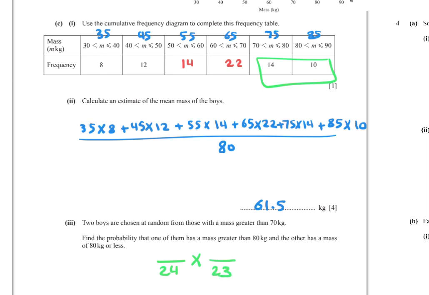One of them has a mass greater than 80. Greater than 80, we have 10. So this 10 over 24. And the other has a mass 80 or less. This means from 70 to 80. So we have 14. And because the order does matter, we can choose this one first or that one first. So multiply by 2 equals 35 over 69.